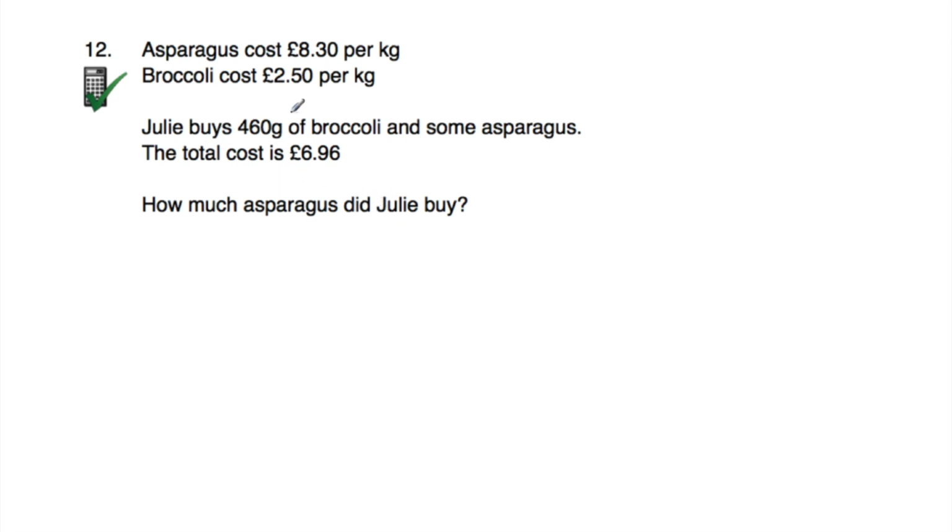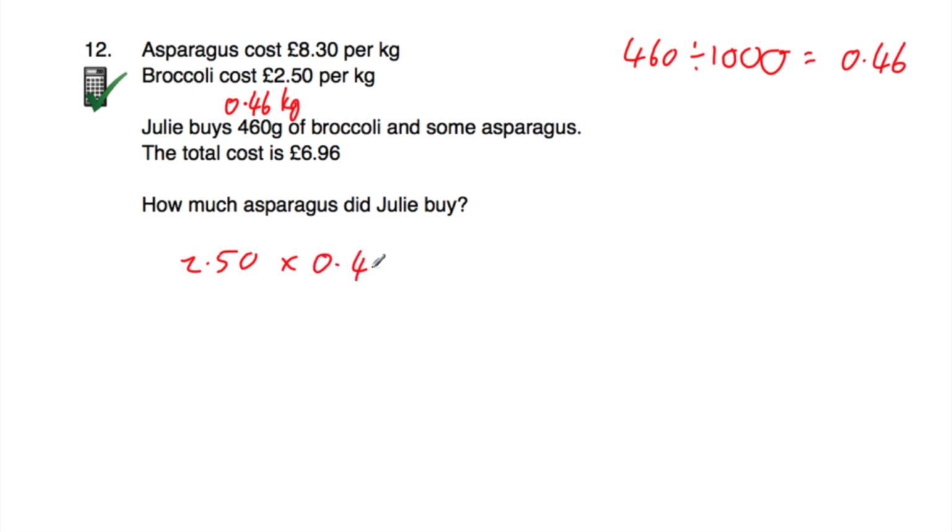So in this question, what we need to do is work out the cost of the broccoli to begin with, because the broccoli costs £2.50 per kilogram and Julie buys 460 grams of broccoli. So let's change it into kilograms. So 460 divided by 1,000 is equal to 0.46. So that means that she buys 0.46 kilograms of broccoli, and each kilogram costs £2.50. So if we take the £2.50 and we multiply that by the number of kilograms that Julie buys, which is 0.46, that will tell us the cost of the broccoli. So £2.50 multiplied by 0.46 is equal to £1.15. So it costs £1.15 for the broccoli.